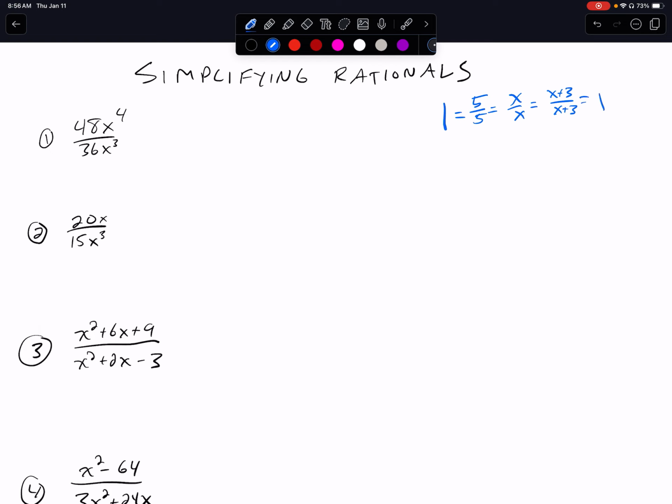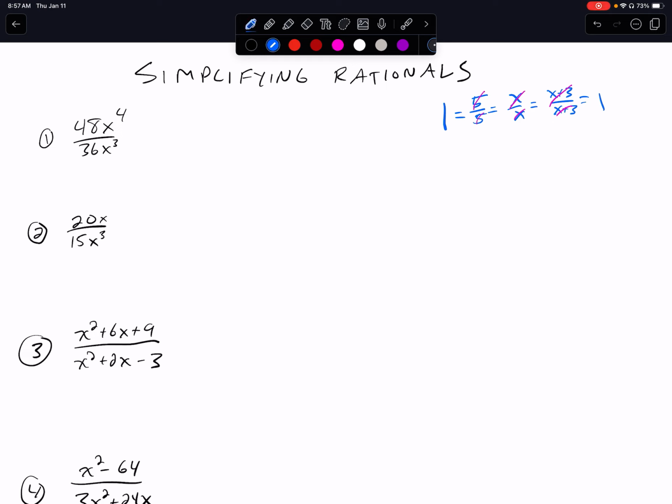Right now, what's important is if we've got 5 divided by 5, we can cross it off because it represents a 1. Same thing, x divided by x could be 1. X plus 3 divided by x plus 3, it's also equal to 1. So there are 1s everywhere, and 1 multiplied by a number is just the number itself. So that's what we're really going to focus on today.